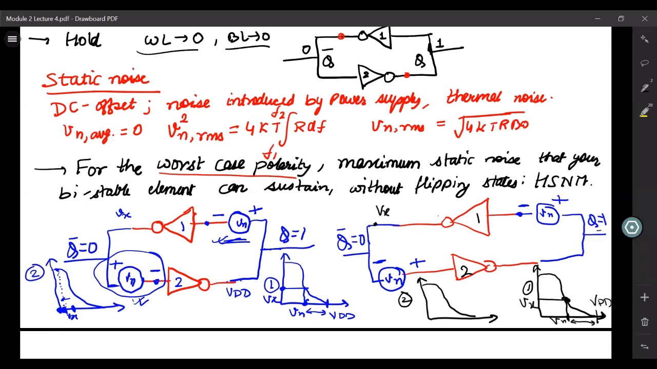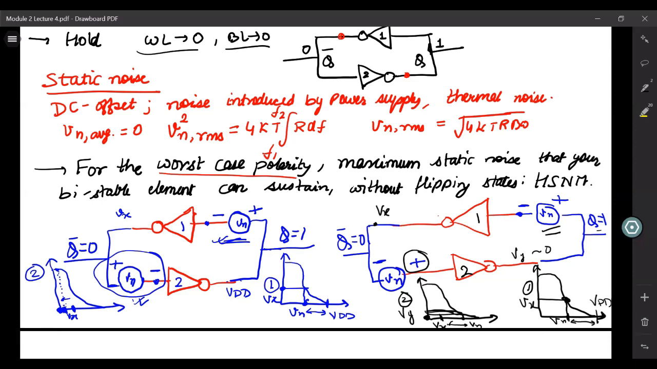Now this Vx is the input to inverter 2. Earlier your input to inverter 2 was 0 because your Q bar was 0. Now it will be Vx, and on top of that, you're also adding this noise source. So because of this noise, the input to inverter 2 is Vx plus Vn. So the effective input to inverter 2 is this, and the corresponding output now becomes close to 0, some value Vy, which is very close to 0.